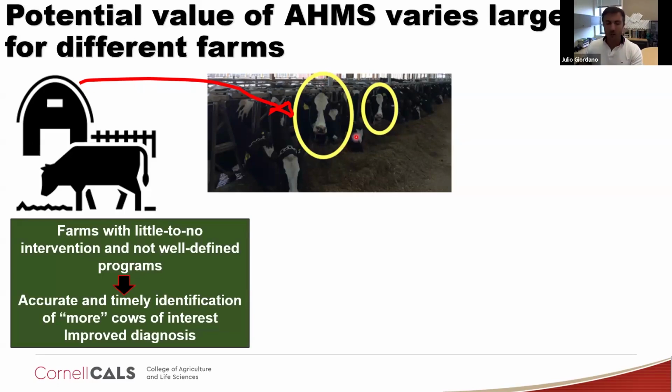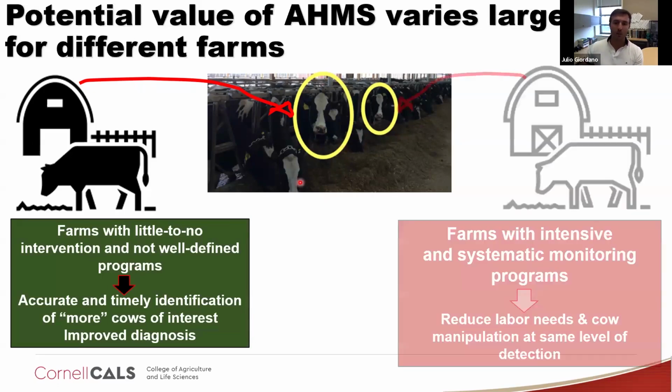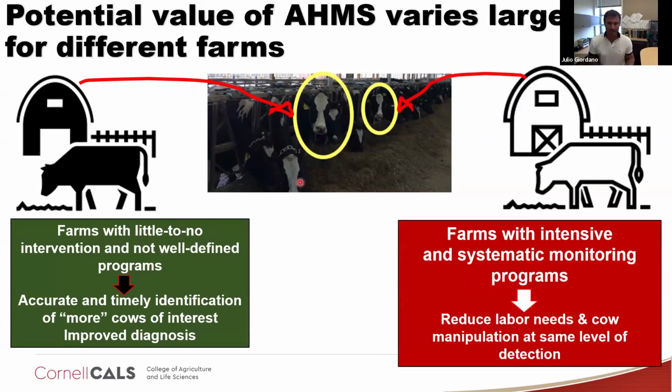So finding the cows of interest and potentially being a little bit better with improving diagnosis. Then you have the complete other extreme. You have farms that are on top of their cows a lot. They are very intensive. So their management programs to identify sick cows are very intensive.